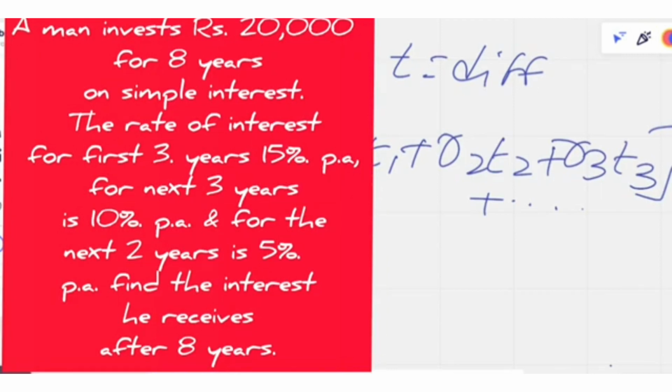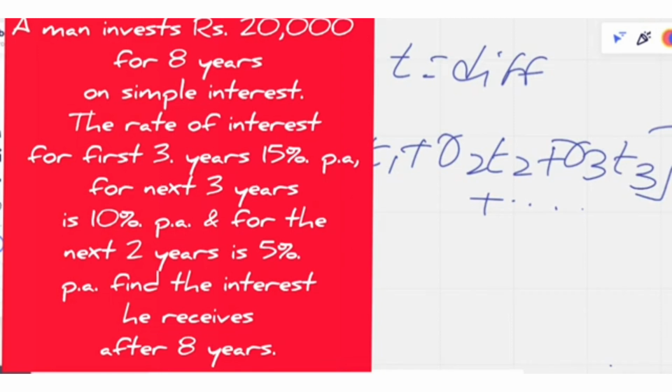So let's see one example. I'm reading the question for you. A man invests rupees 20,000 for 8 years on simple interest. The rate of interest for first 3 years is 15% per annum. For next 3 years is 10% per annum. Find the interest he receives after 8 years.